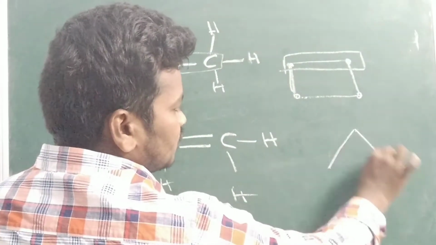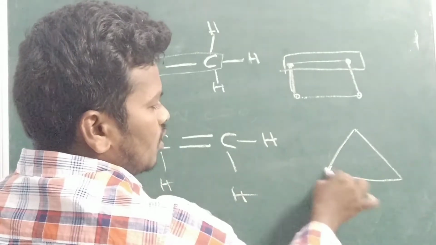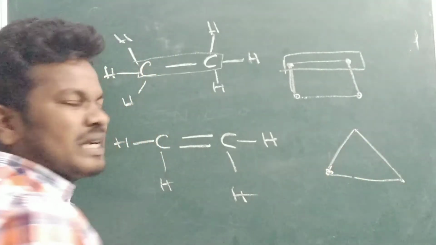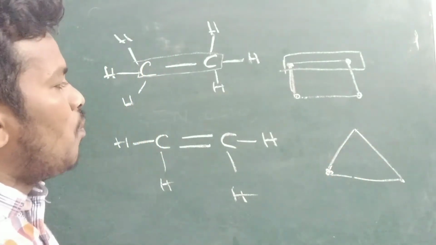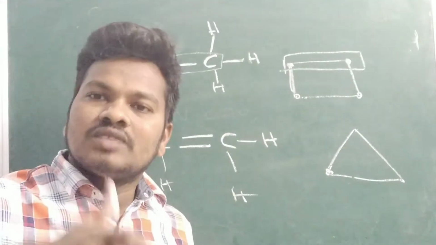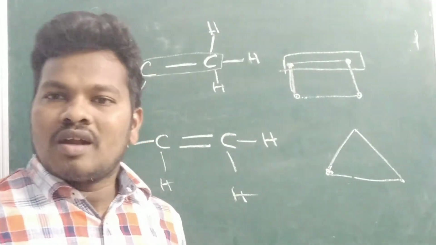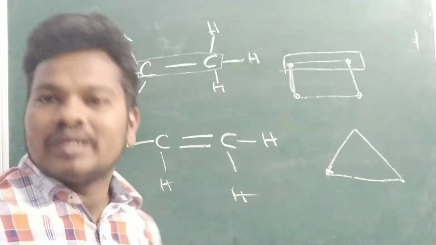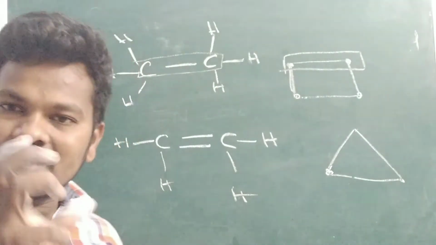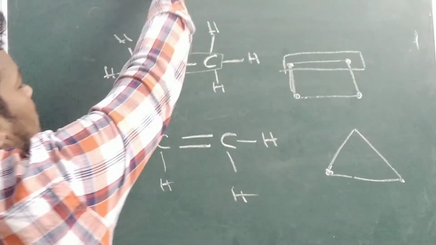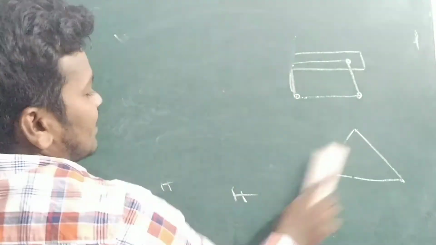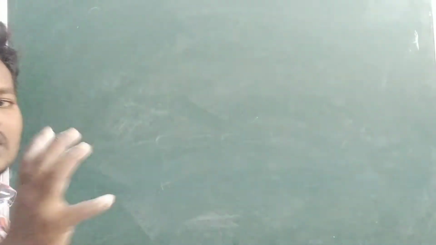Otherwise, you can see here, by holding these two carbons, can you rotate it? It is impossible in the cyclic structure. It will break. Without disturbing the bonds, you cannot rotate it. So that is called restricted rotation. So geometrical isomers arise due to the restricted rotation around the carbon to carbon double bond.